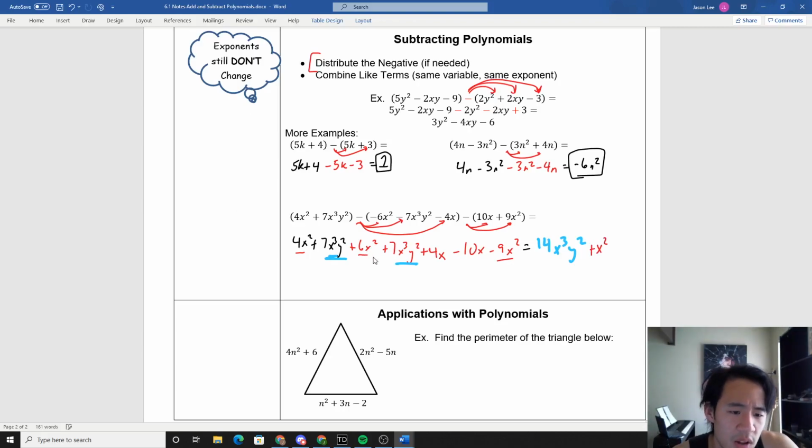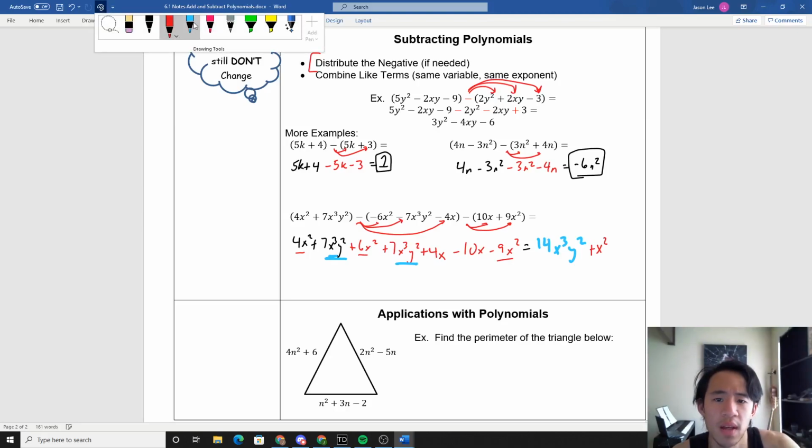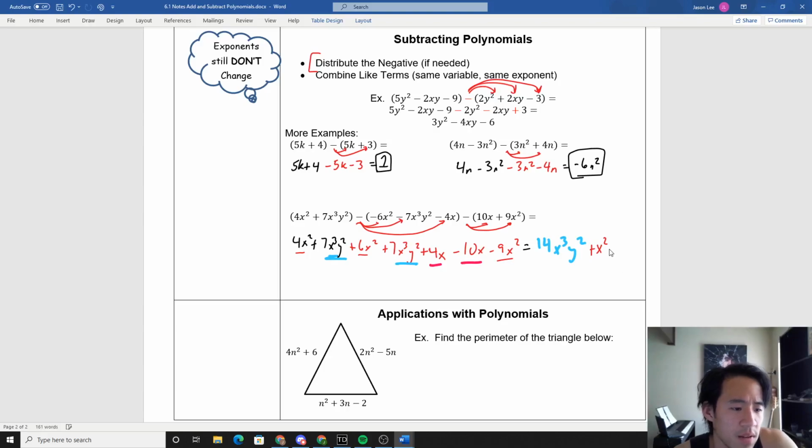And then lastly, it looks like all we have left are these x's. So let's go ahead and deal with that. We have a 4x minus a 10x, so that's going to be minus 6x.